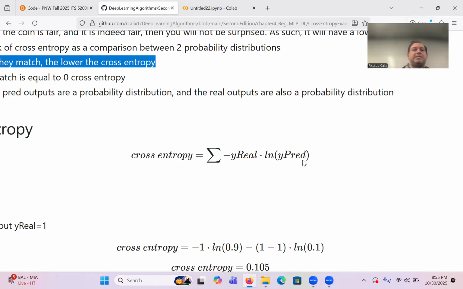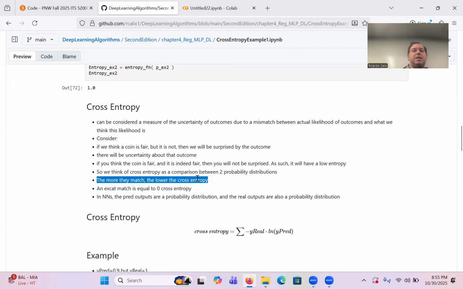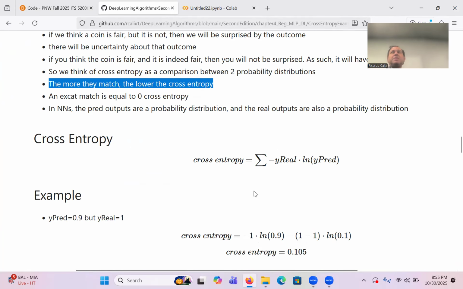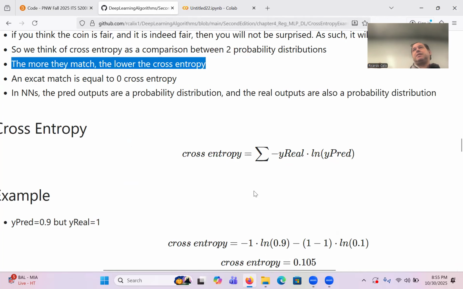And that's like saying what you expected versus what you got, which is where cross entropy comes from, which is what I said over here, going back to, if we think a coin is fair, but it is not, then we will be surprised by the outcome. You'll take a probability course, they'll talk about this without tying it to machine learning. But that's where it's coming from. It's probability theory. Does this make sense, guys? Because that's it. I mean, that's cross entropy.